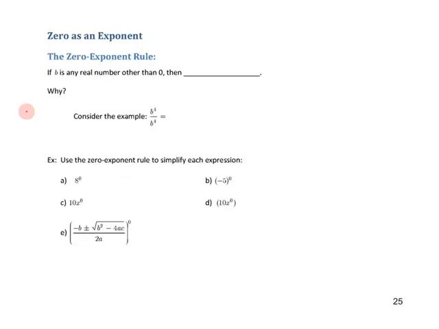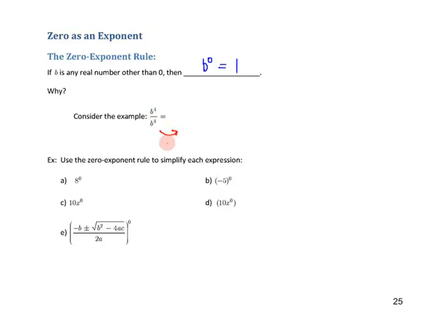The next rule is the zero exponent rule. It says that if b is any real number besides 0, then b to the 0 is always 1. Anything raised to the 0 power is equal to 1. Now why is that true? Well, think about it. If I took b to the 4th over b to the 4th, clearly that's 1, because we know anything divided by itself is 1.